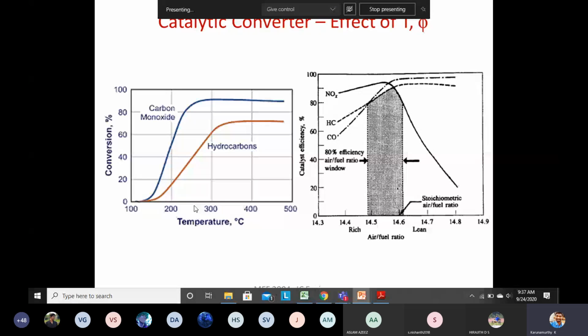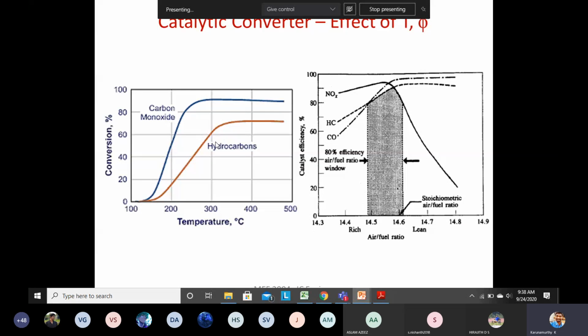Okay, so now if you see for the emissions like carbon monoxide and hydrocarbon, you can see here, if the temperature is less, the conversion efficiency is also less. As the temperature increases, the conversion efficiency increases, and at around 300 degrees C, more than 300 degrees C, the conversion efficiency of the hydrocarbon into water vapor and CO2 is around 60%. Conversion of hydrocarbon into water vapor and CO2, that conversion efficiency is almost 60%.